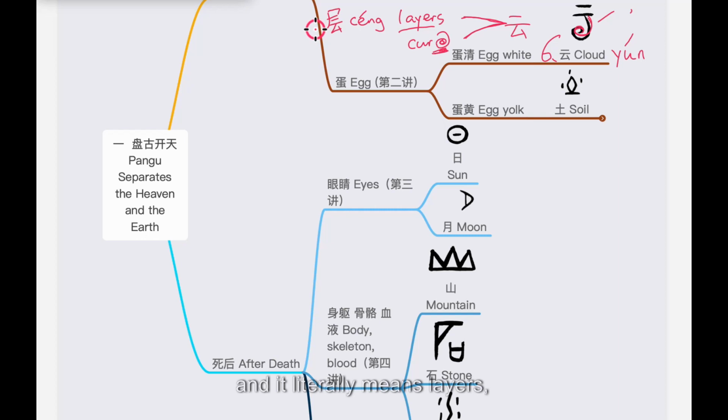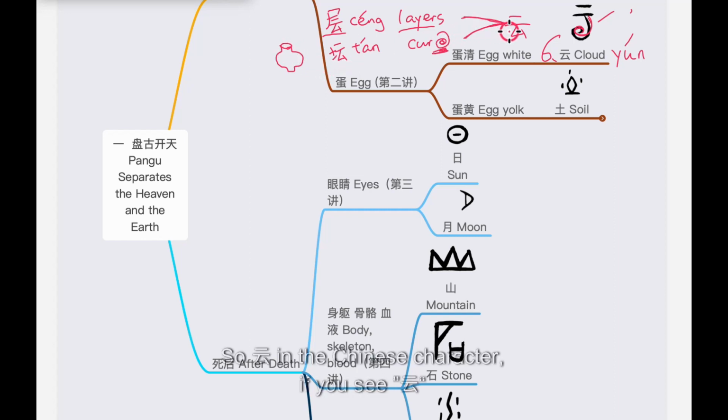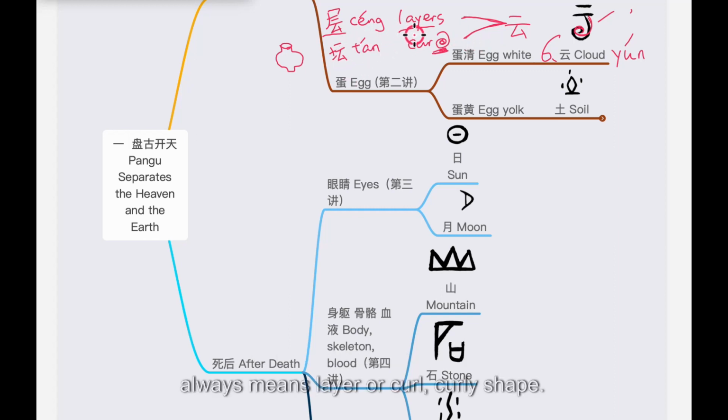It literally means layers. 层 means layers. And when it means curl, let's think of an example. 坛 is a container. It has this curl shape. Okay, called 坛. So yun in the Chinese character, if you see yun, it always means layer or curly shape.